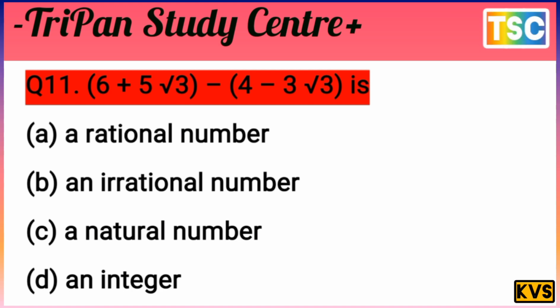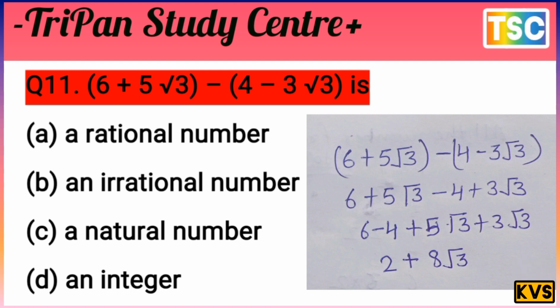It's an easy calculation. The minus sign changes the signs inside, so it simplifies to 6 − 4 + 5√3 + 3√3. Taking 6 and 4, the difference is 2 only. And 5√3 plus 3√3 gives 8√3. The answer is 2 + 8√3.